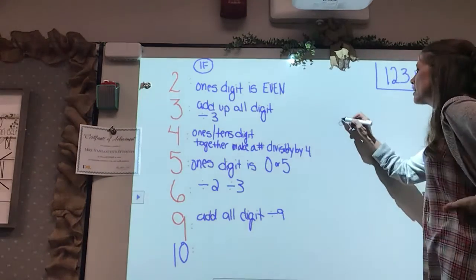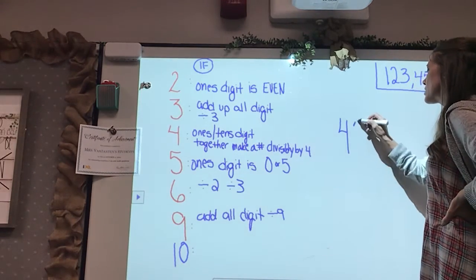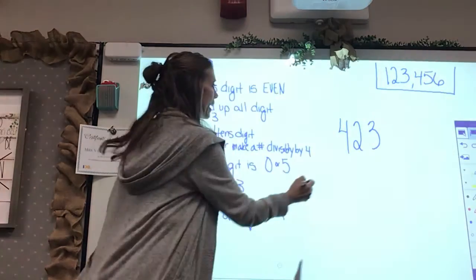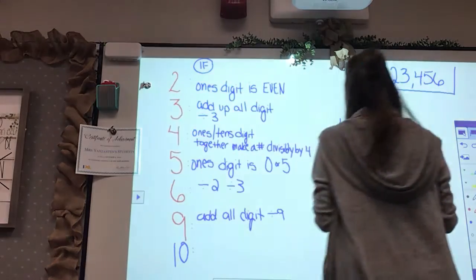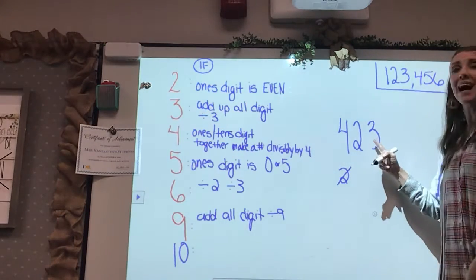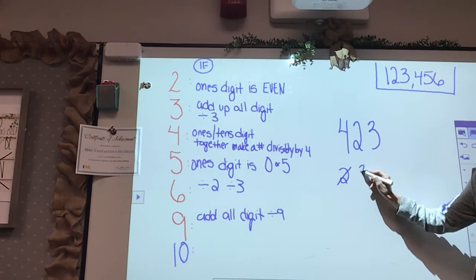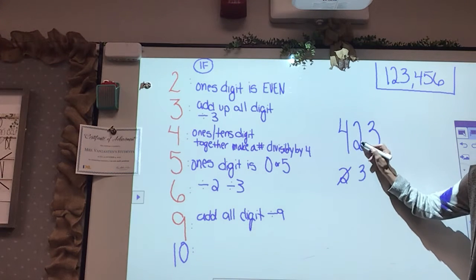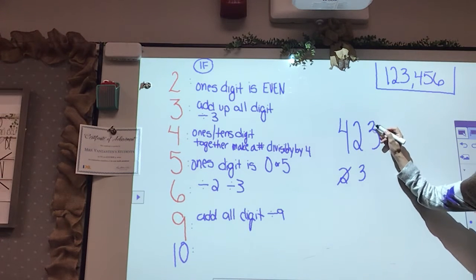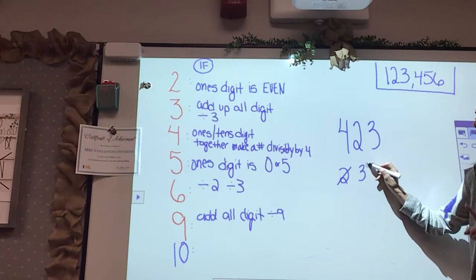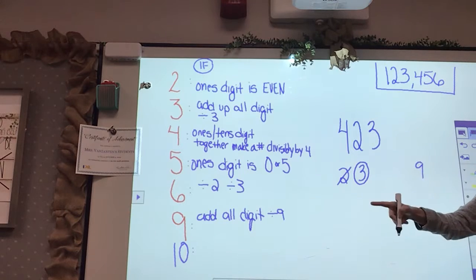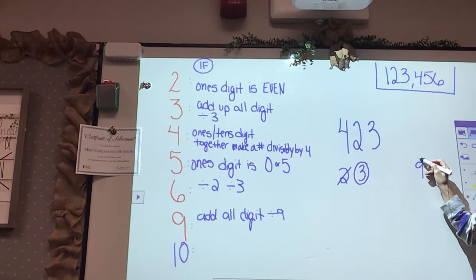Let's try 423. Let's see. Is it divisible by 2? No, because it's not even. Is it divisible by 3? How do we figure that out? We add up all the digits. 4, 5, 6, 7, 8, 9. Is this divisible by 3? Yes. As long as we already have the digits added up, let's do 9. Is it divisible by 9? Yes, because it is 9.